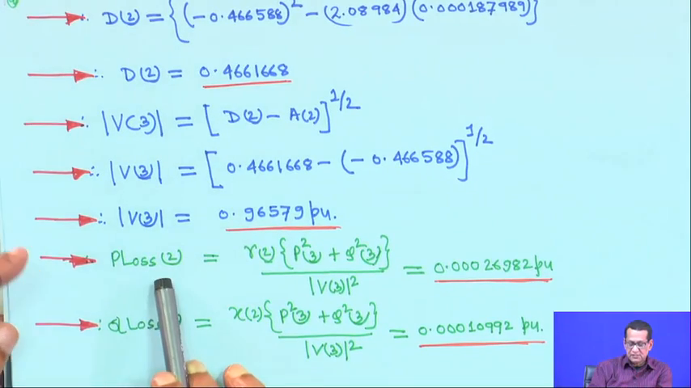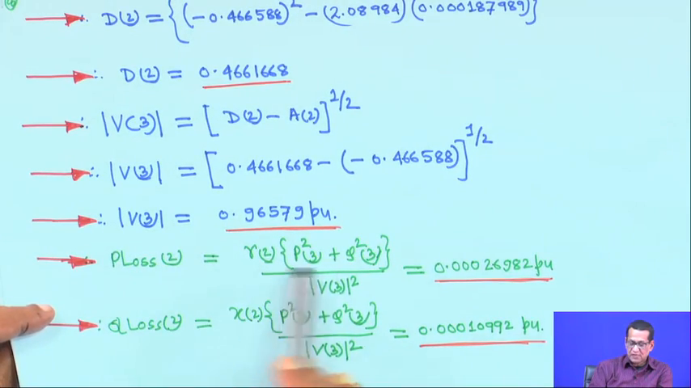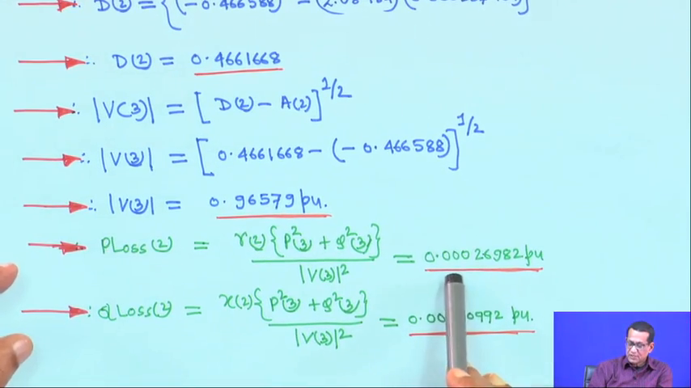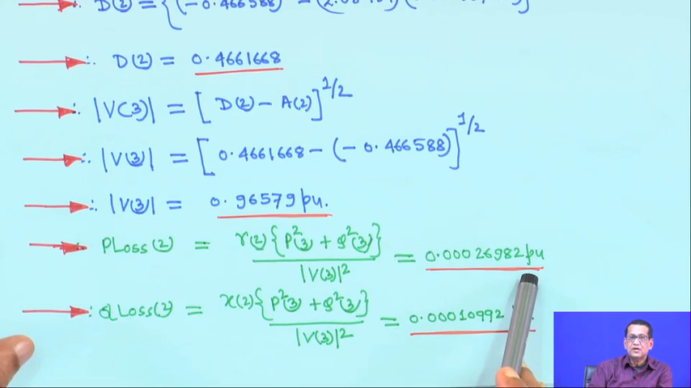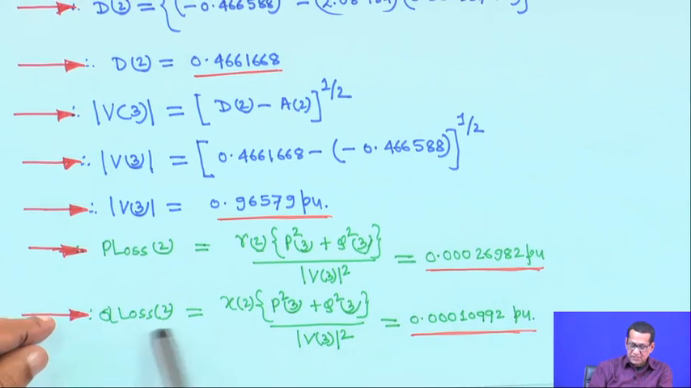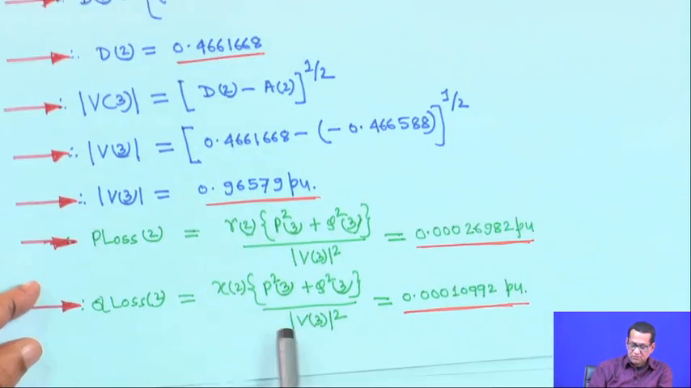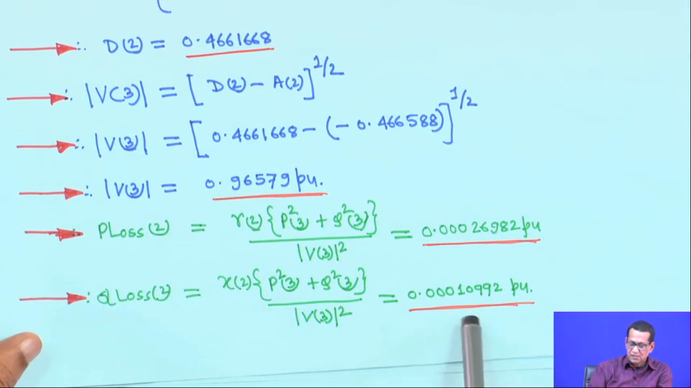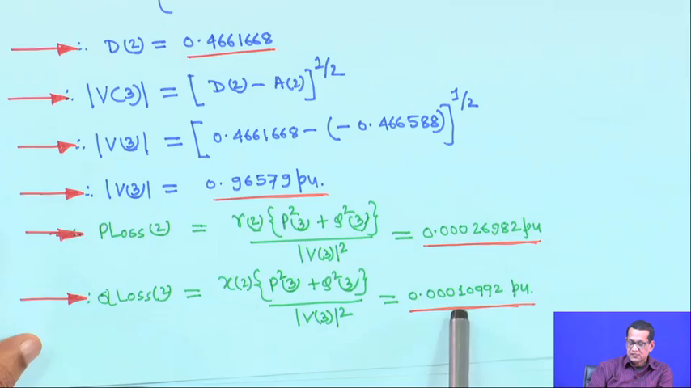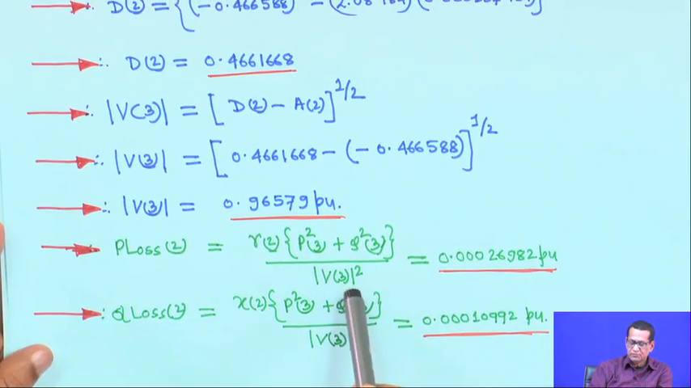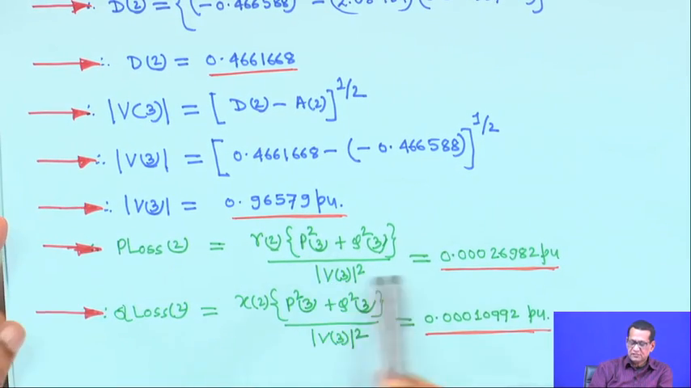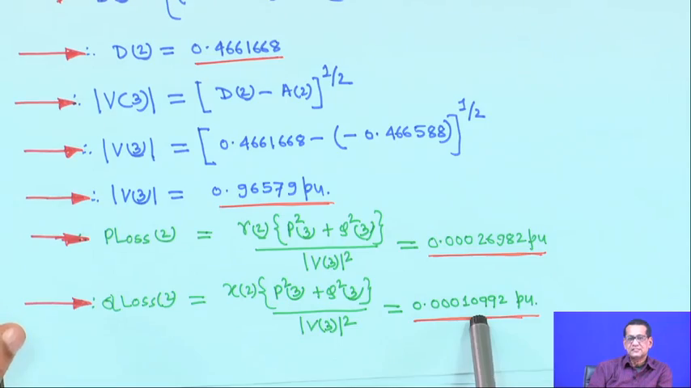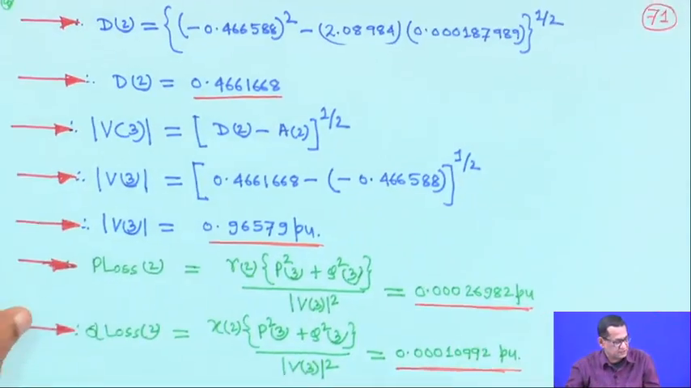Therefore, power loss in branch 2, it is R2 into this formula, it is coming 0.002698 per unit, right. Similarly, Q loss 2 will be X2 into P3 square plus Q3 square upon V3 square. Substitute all these values, you will get 0.00010992. I did not put it and show it again, because every data is known, just put it and see whether the results are correct or not, right.